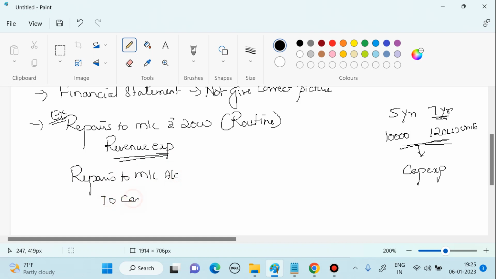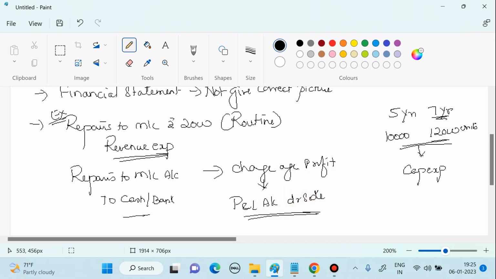And whatever form it is paid, we would pass the entry. Now this repairs to machinery is a charge against profit. Means this would be in the profit and loss account debit side. When you prepare the profit and loss account, you write repairs to machinery. And that would be reduced from your gross profit to arrive at the net profit. Got it? Everybody getting that? Yes, ma'am.